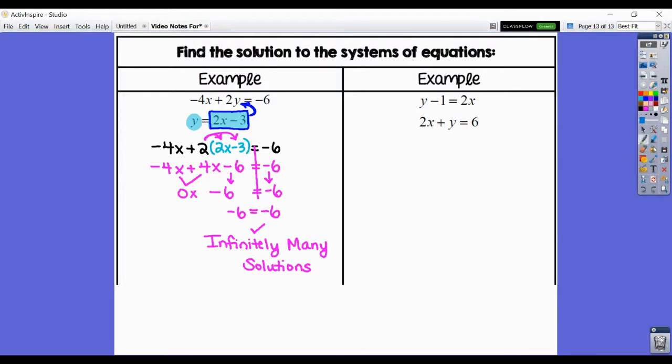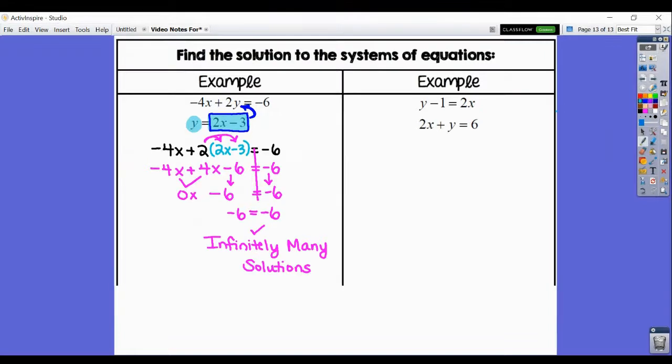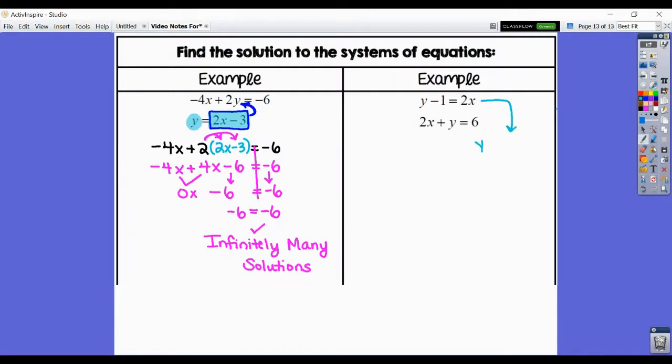Let's look at example number 2 here. Notice that y is not by itself yet, so I'm going to solve for it to get it by itself. I'm going to take this first equation and move over the 1 away from y. That negative 1 is the only thing stopping y from being by itself. So if I move it to the other side, y will be by itself. Add 1 to each side, which cancels it out on the left, giving me y equals 2x plus 1.